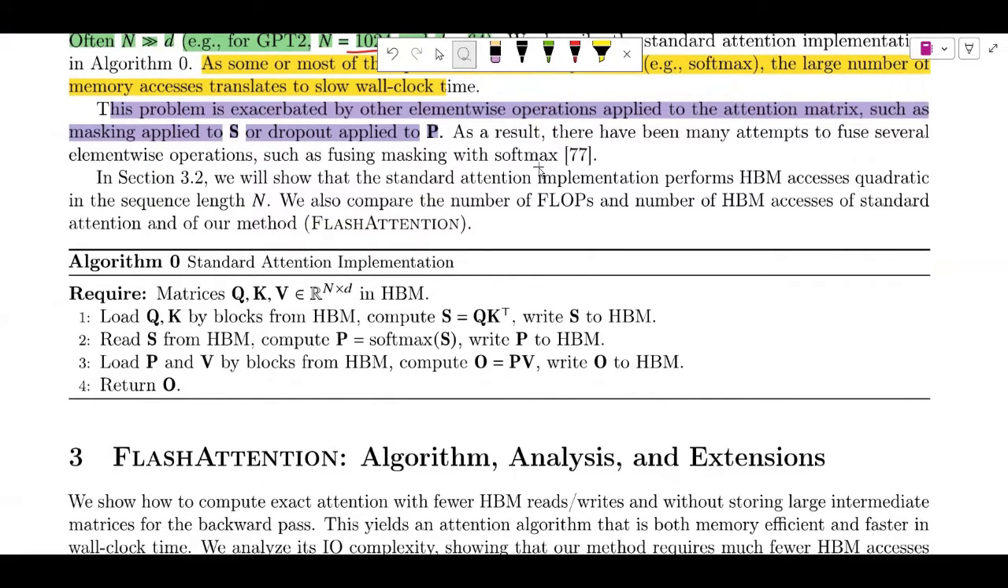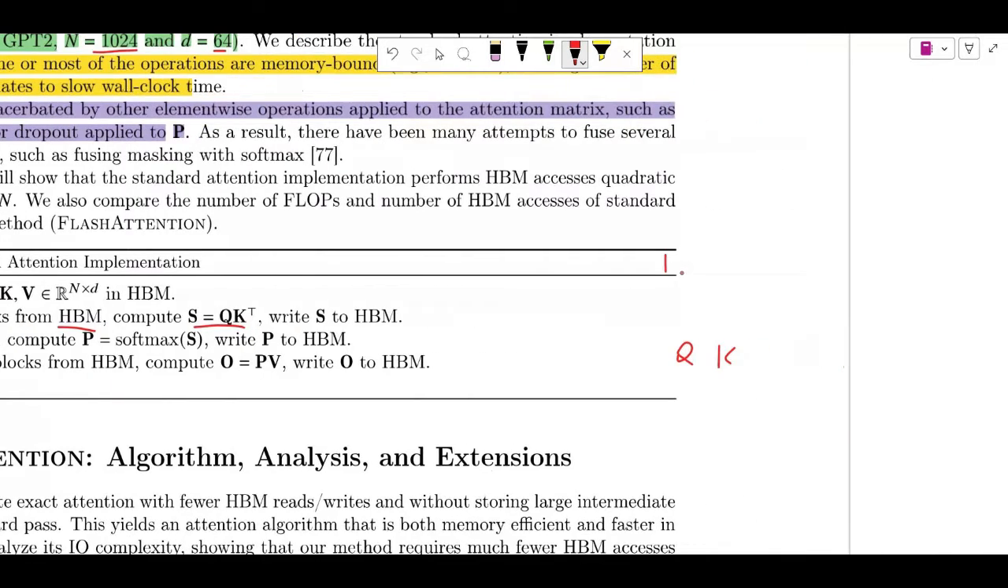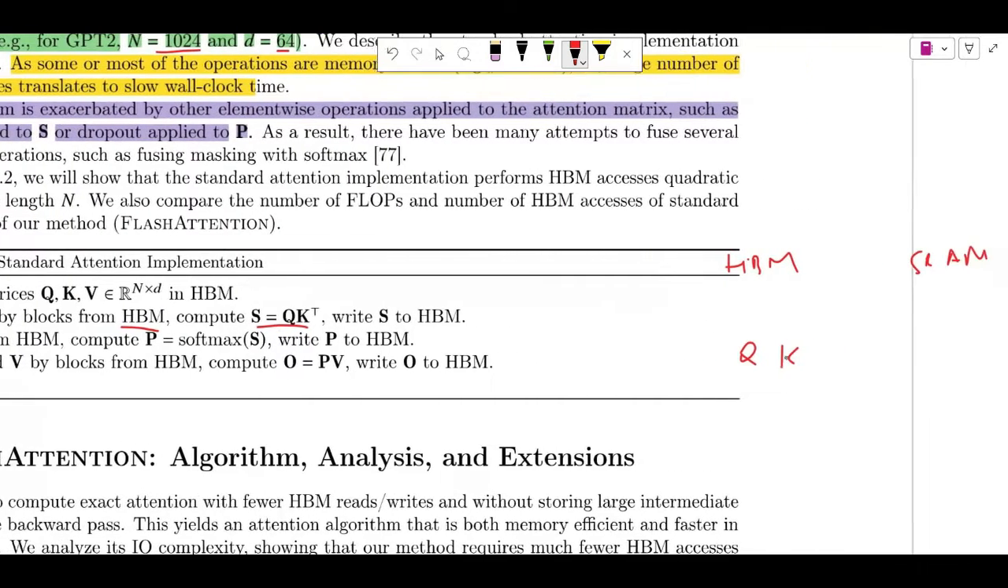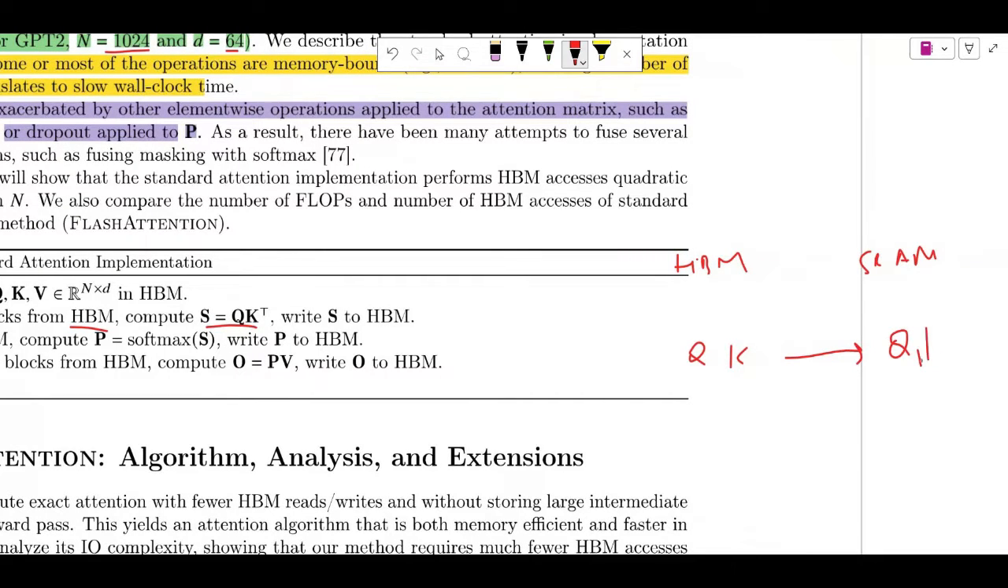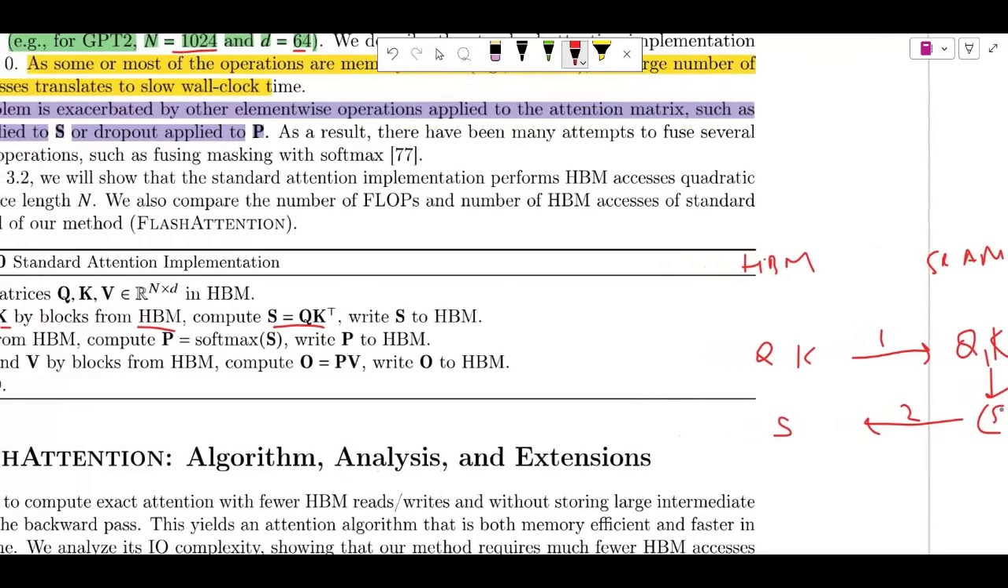So currently, to calculate the attention, this is what the vanilla attention does. You load query and key from HBM, you calculate the scores, and you write S back to the HBM. So you have your query and your key. This is your HBM, this is your SRAM. You send the query and key to your SRAM, you calculate the scores out of it, and then you send these scores back to your HBM. So that's memory accesses 1 and 2. I'm counting the number of memory accesses you need to do.